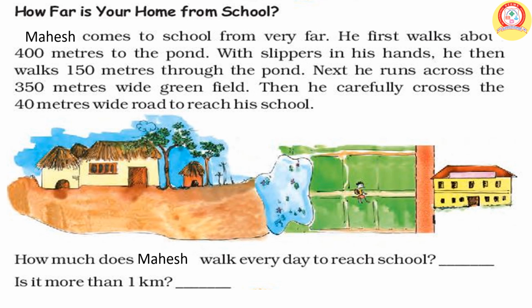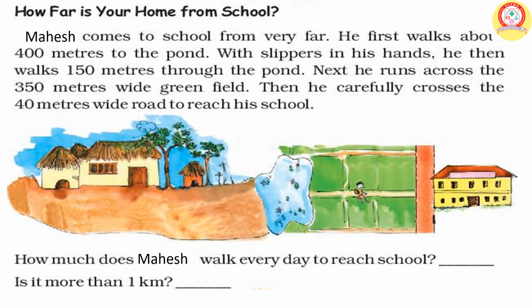Children, the distance from Mahesh's home to the pond is 400 meter. Then he walks 150 meter through the pond. Then he runs 350 meter in the wide green field. Then he crosses the 40 meter wide road.